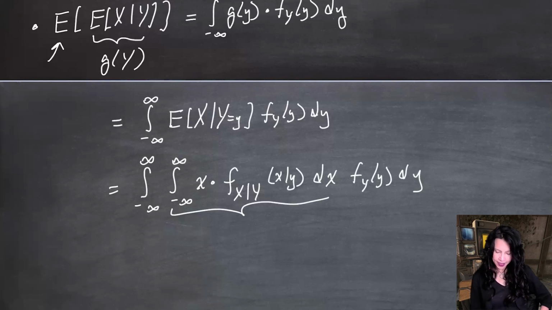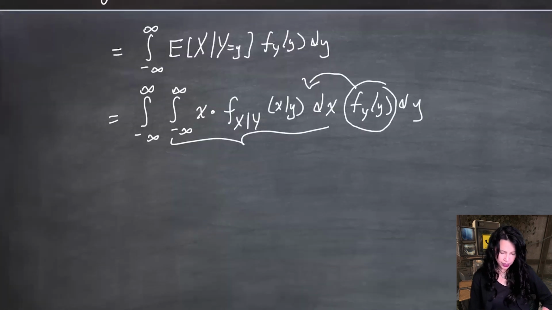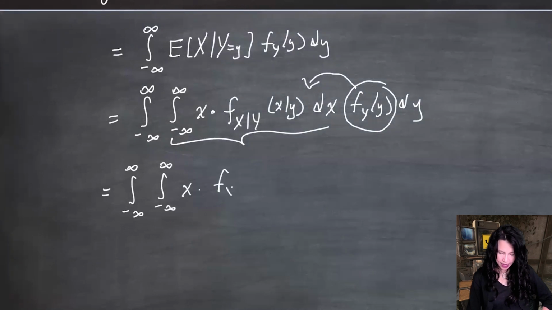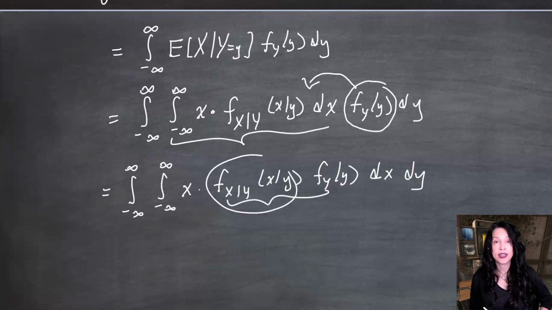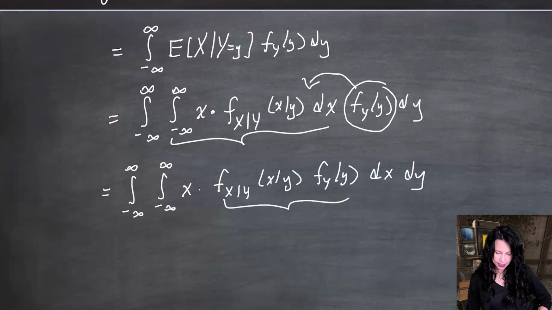Let's pull the f_Y(y) into the dx integral, right? It's constant with respect to x, so that doesn't matter. And let's just first pull it all together into one integral. And maybe we're going to change the order of integration here. We have x, f_{X|Y}(x|y), f_Y(y), dx dy. So this definition for this conditional PDF is the joint PDF for x and y divided by this marginal PDF. So when you multiply, you get the joint non-conditional PDF.